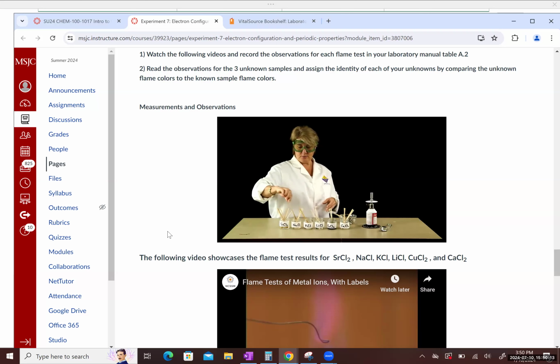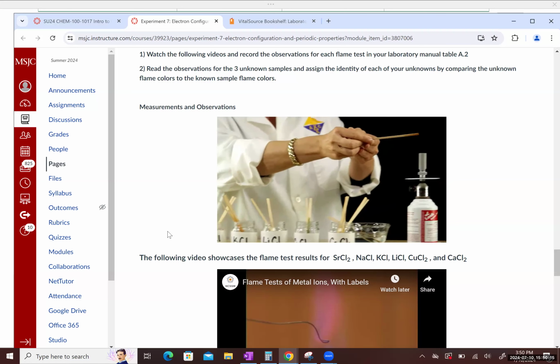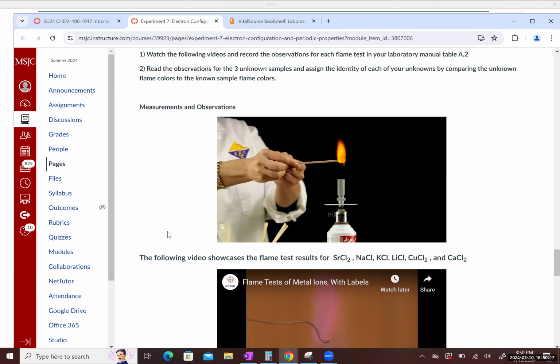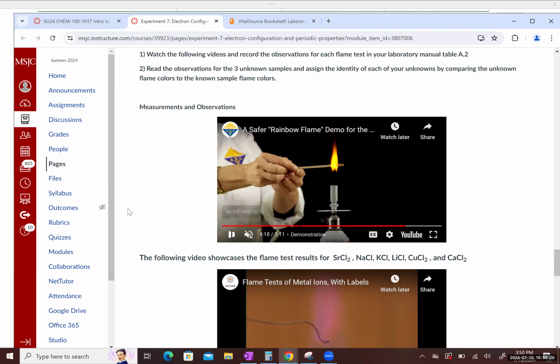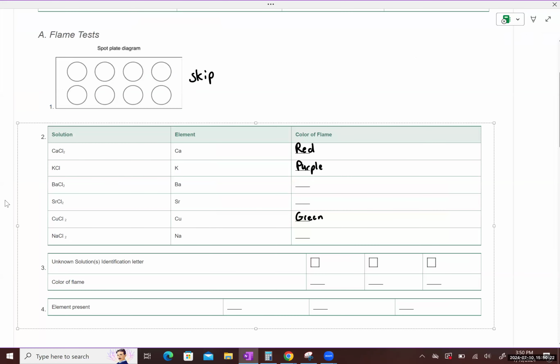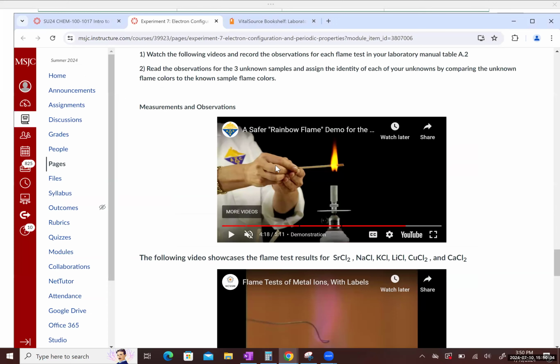We're now looking at sodium chloride. So looking at the emission spectra for sodium. And as we can see, it's a characteristic yellow flame color. Okay, let's continue on now.